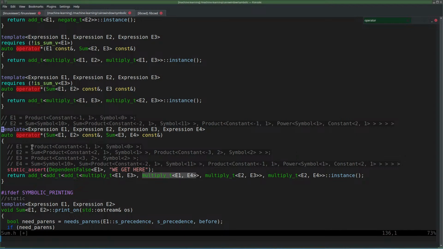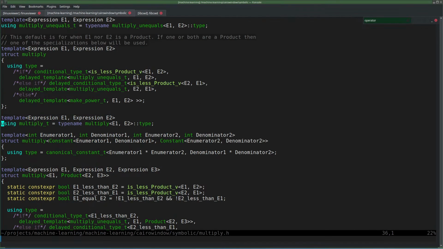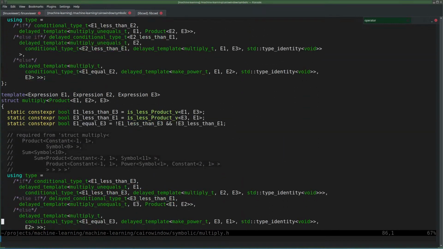So that would be a multiplier between a product and a sum. Which happens to be this one. Product and a non-product.